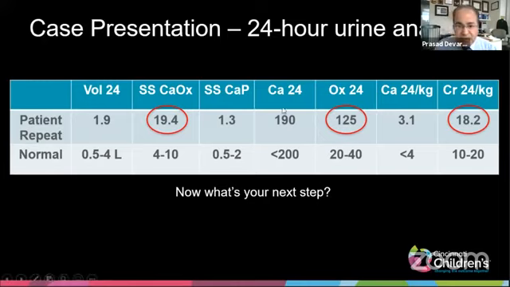The calcium was normal, both in 24 hours as well as corrected for the weight. But what was clearly abnormal again was the urine oxalate was quite high, it was 125. And that was reflected in a supersaturation of calcium oxalate being quite high. So what we find is both by a spot urine as well as by 24-hour urine, his urine oxalate level is quite high. So what's our next step at this point?